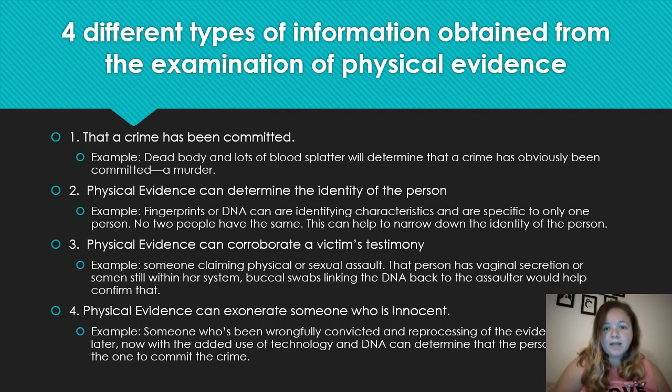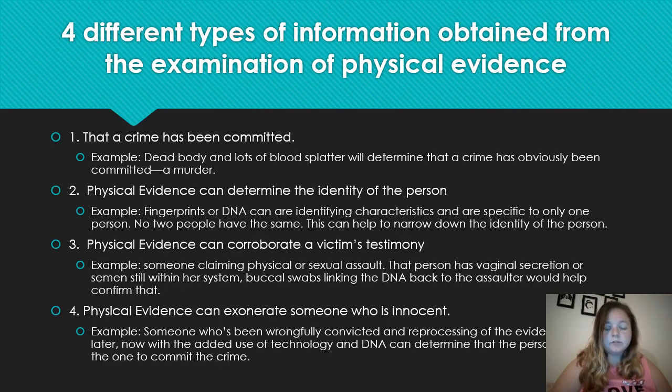So the 4 different types of information that can be obtained from examining physical evidence: You can determine a crime has been committed. You can determine the identity of the person who committed that crime. You can also corroborate a victim's testimony, and you can exonerate someone who is innocent. For examples, I chose, in the case of a murder, if you find a dead body and lots of blood splatter everywhere, you can determine that the crime has been committed, obviously.